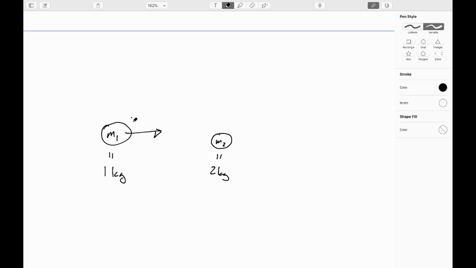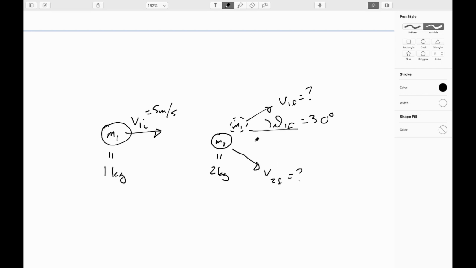So here we'll say that V1 initial is 5 meters per second. Now after the collision, we know that my M1 puck is going to go flying off. And although I don't know the final speed, somebody measured that it flew off at 30 degrees. And so we would like to know the final speed of it. Similarly, my puck that was at rest, we don't know its final speed, but somebody helpfully measured that the angle it scattered off at was 40 degrees.